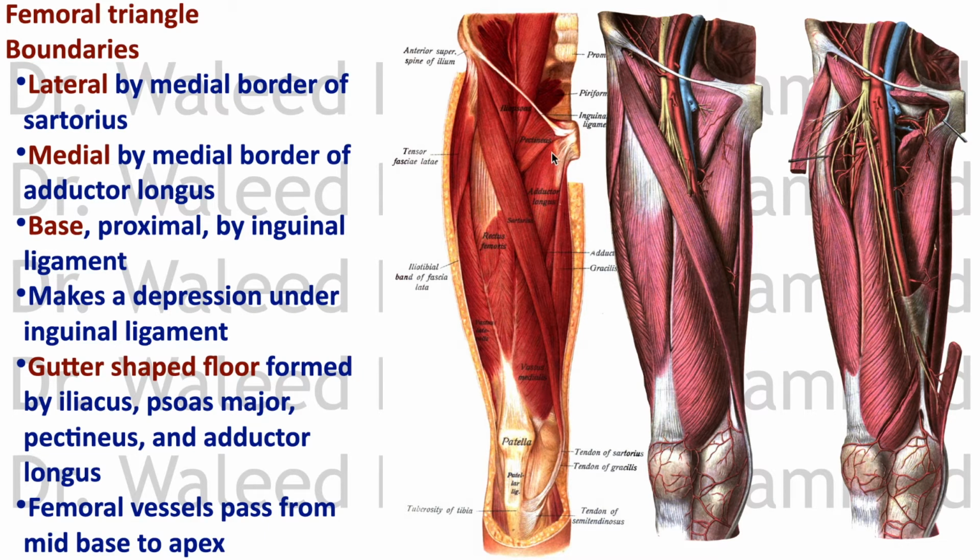Okay, it has a gutter-shaped floor, as you can see here, that sinks in the middle. It's formed by the iliacus and the psoas and the pectineus and the adductor longus muscles. This is the floor of the femoral triangle. Femoral vessels pass from the mid-base to the apex, as you can see here.